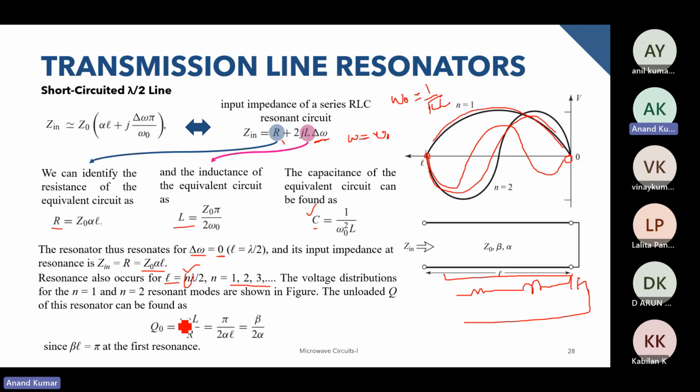The quality factor is given by omega naught L by R, and we can substitute the value of L and R over here, and this turns out to be beta by 2 alpha. So any questions on the short circuited lambda by 2 line? This is what we were referring to when we were looking at the series RLC circuit. The short circuited lambda by 2 line is the equivalent of a series RLC circuit.